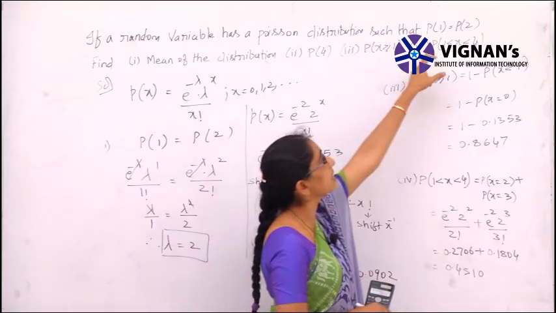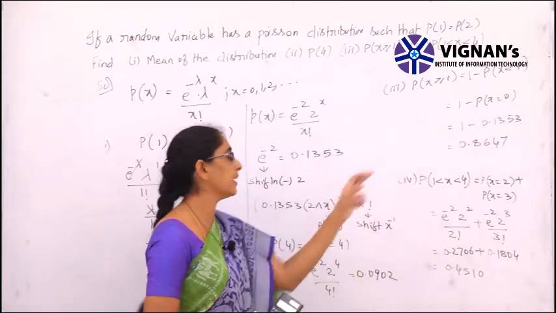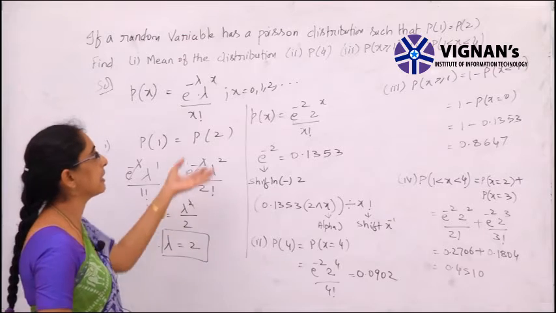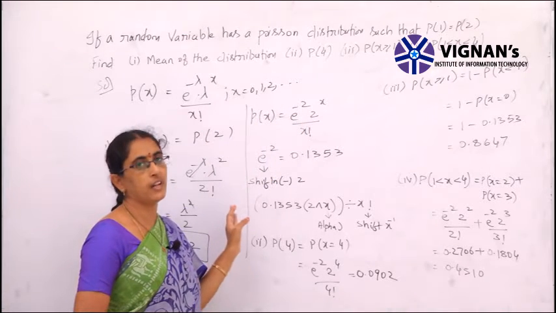So, definitely the condition will be given. Using that condition only, you can find the value of lambda. Once you get the lambda value, clearly you can find the probabilities of random variables.